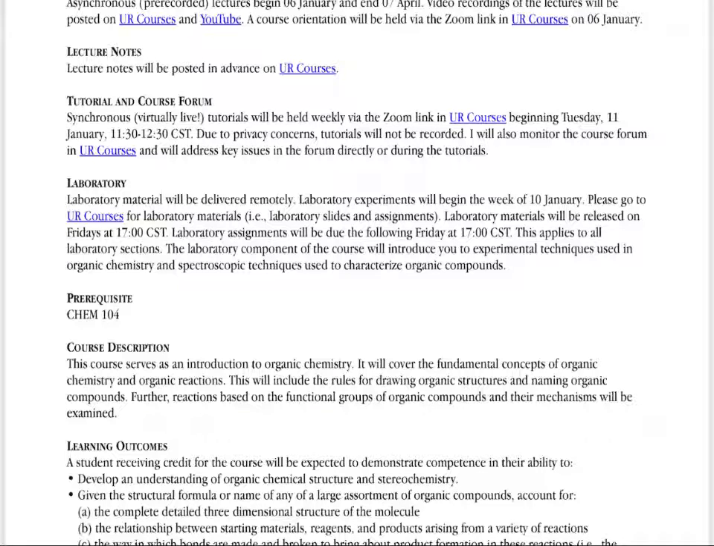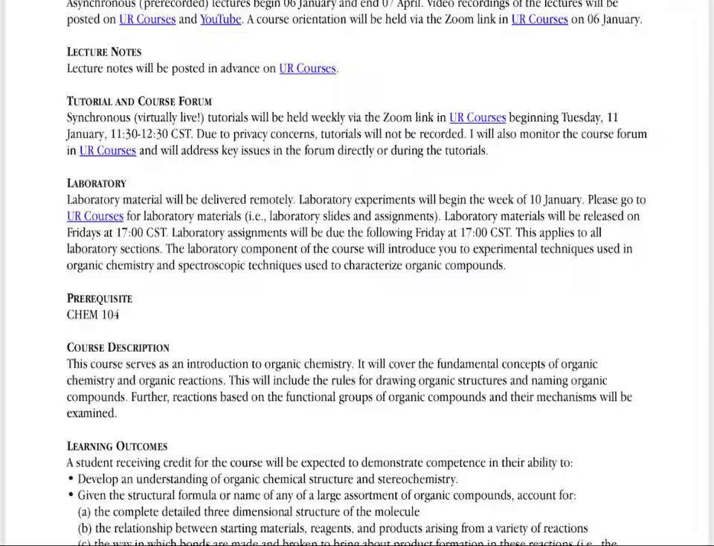Tutorial and course form. Synchronous virtually live tutorials will be held weekly via the Zoom link in UARK Courses, beginning Tuesday, 11 January from 11:30 to 12:30 Central Standard Time. Due to privacy concerns, tutorials will not be recorded. I will also monitor the course form in UARK Courses and will address key issues in the form directly or during the tutorials.